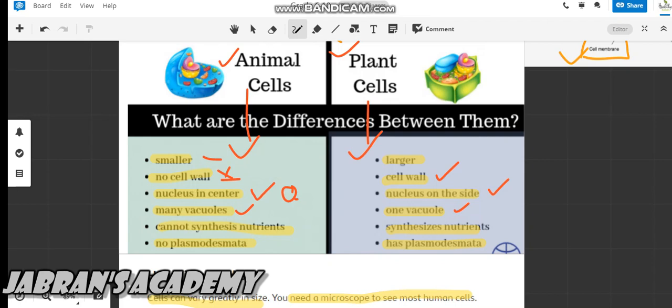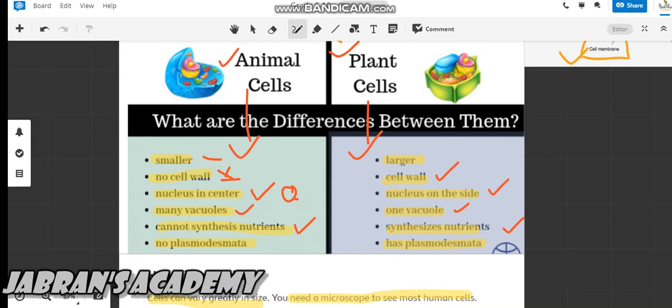Then we will discuss that they cannot synthesize nutrients. Animal cells cannot prepare their food. That's why it is written here, cannot synthesize nutrients. It means they cannot prepare their own food. But when we go for the plant cells, they can prepare their own food through the process that is called photosynthesis.